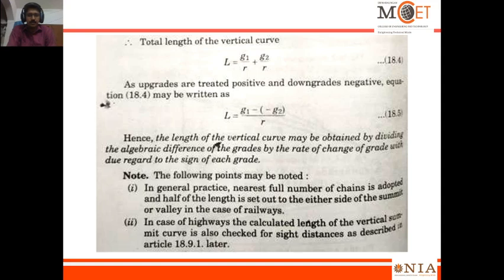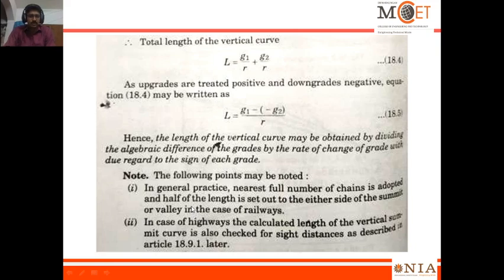In consolidation, the total length of the curve is G1 by R plus G2 by R. As upgrades are treated positive and downgrades are negative, the equation may be written as: upgrade G1 is positive, minus of minus becomes positive. So hence the length of the vertical curve may be obtained by dividing the algebraic difference of the grade by the rate of change of grade, with due regard to the sign of each grade.